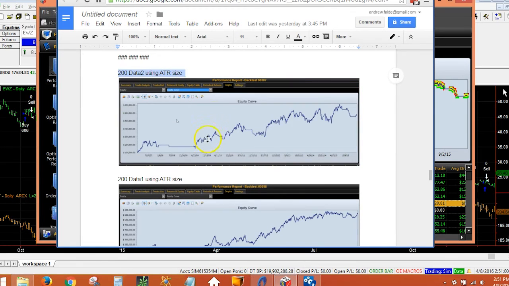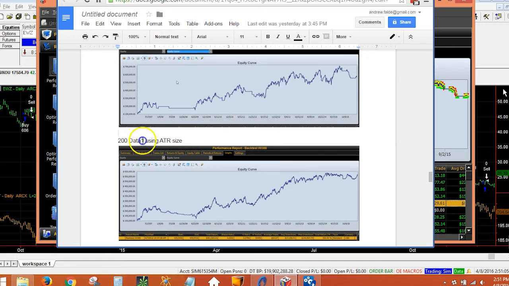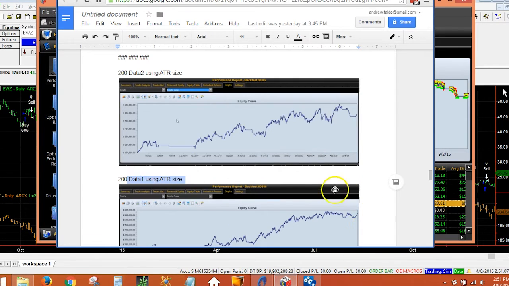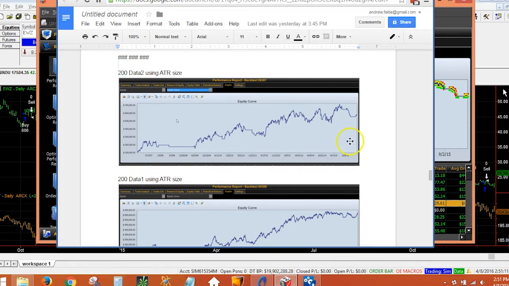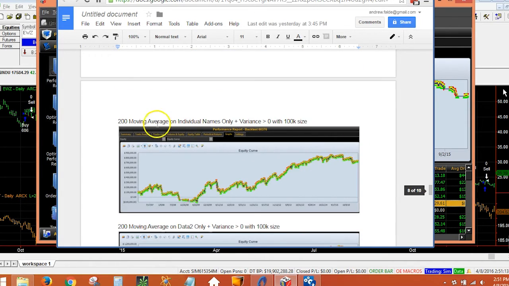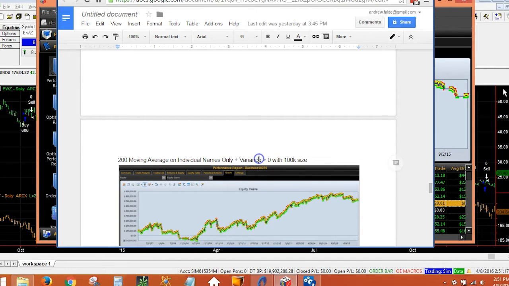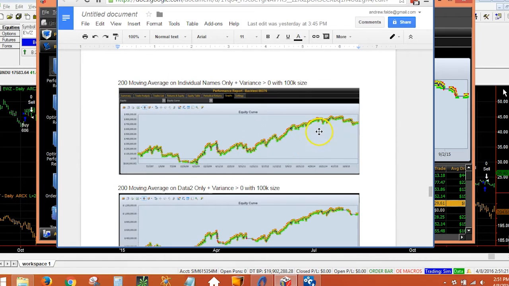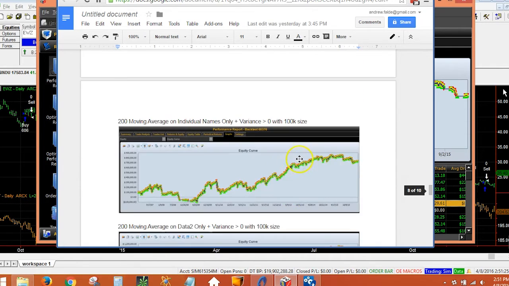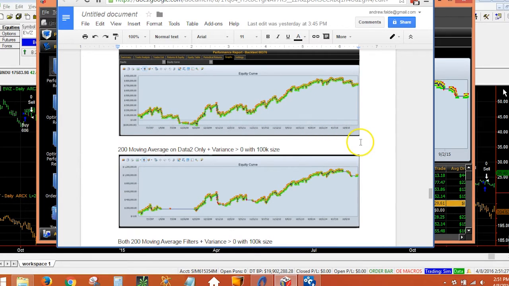I start with ATR-based sizing, use the data 2 trend. I have the data 1 trend with ATR sizing, and out of that I say, well, it looks like maybe the data 2 is superior. So I'm going to keep that and move on from there. So then I have these other things using the variance filter as well, and you can see that creates a lot more data points in there for some reason. I actually don't know why we're getting those arrows on this one but not the other one.